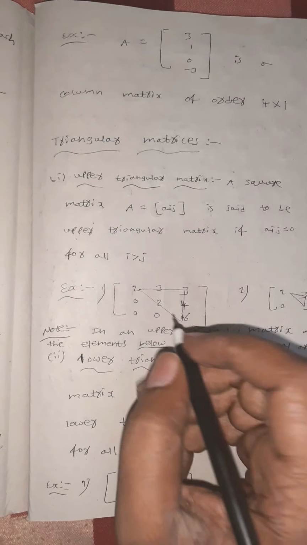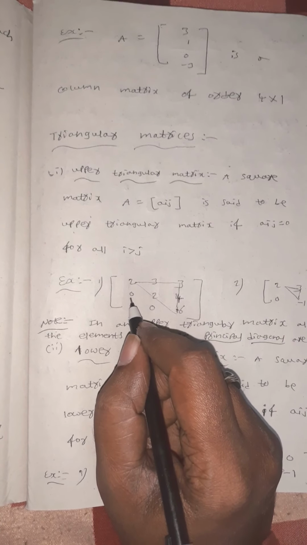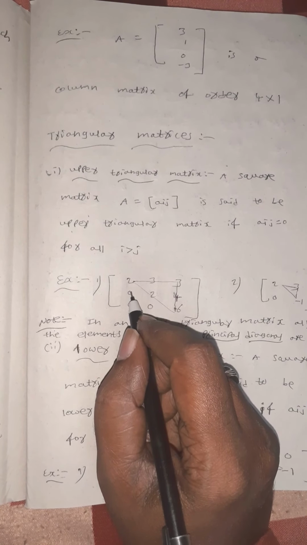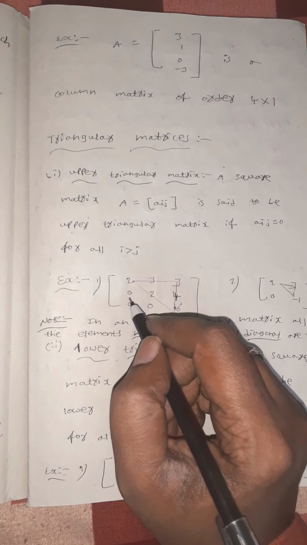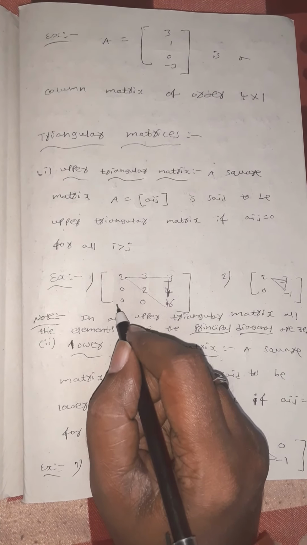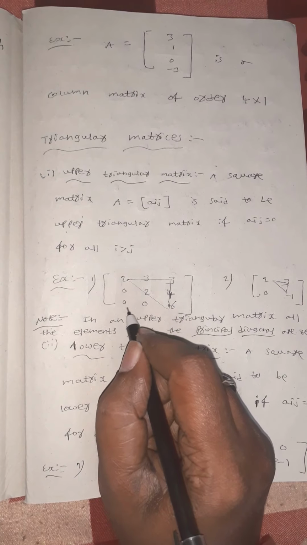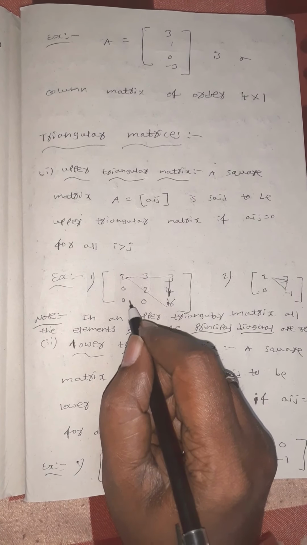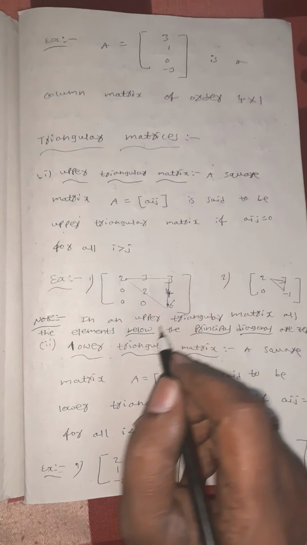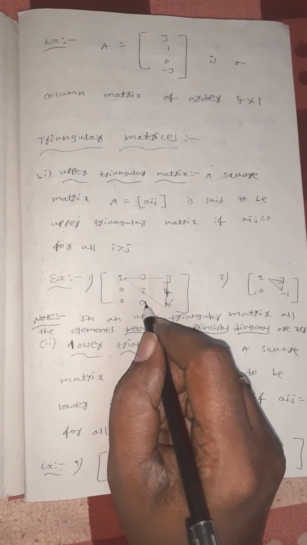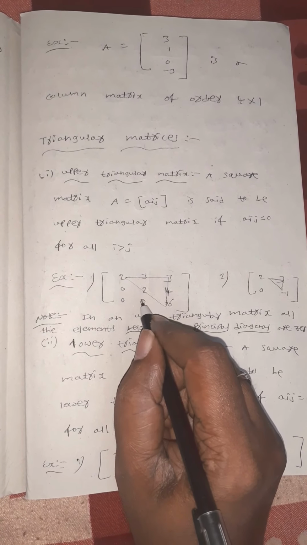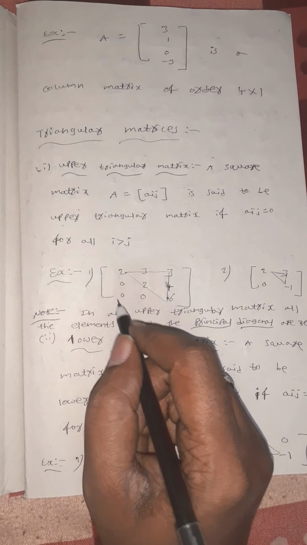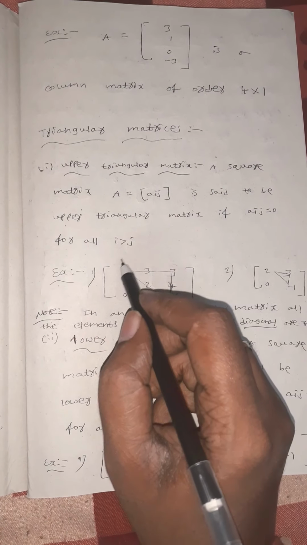So here this is the second row, first column. So 2 is greater than 1. So i is greater than j means 2 is greater than 1, so the condition is satisfied. If you take this 0, in which row is it? Third row, first column. So 3 is greater than 1, so it is also satisfied. Next, this 0 is in the third row, second column. So 3 is greater than 2. So clearly all conditions are satisfied. So you should check this carefully.